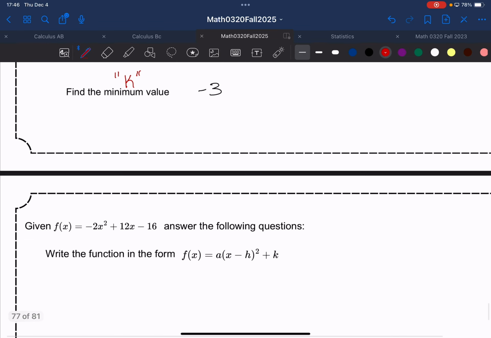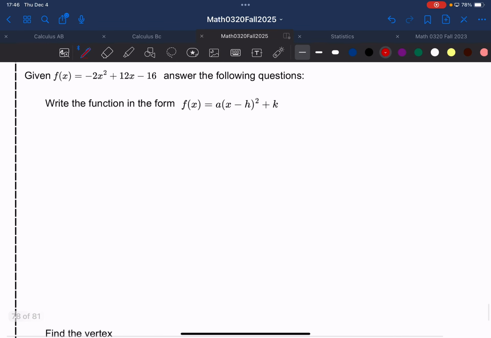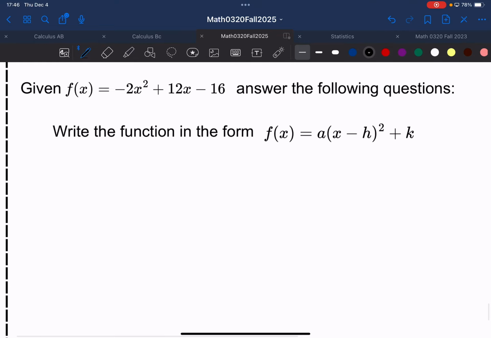Okay, so that is it for that example. Our next example says, given the function -2x squared plus 12x minus 16, first put it in vertex form. So I'm going to rewrite this down here.